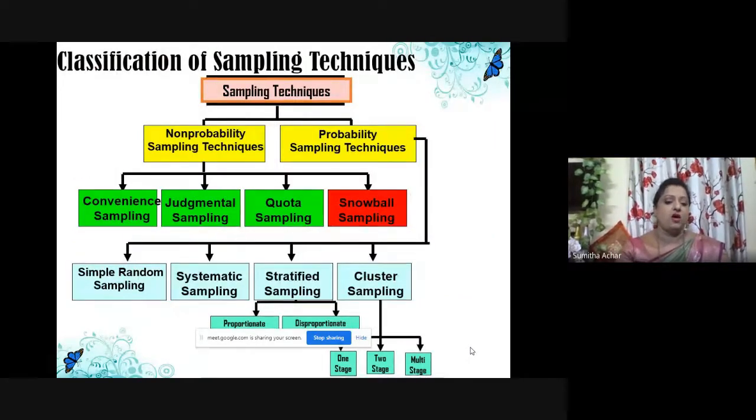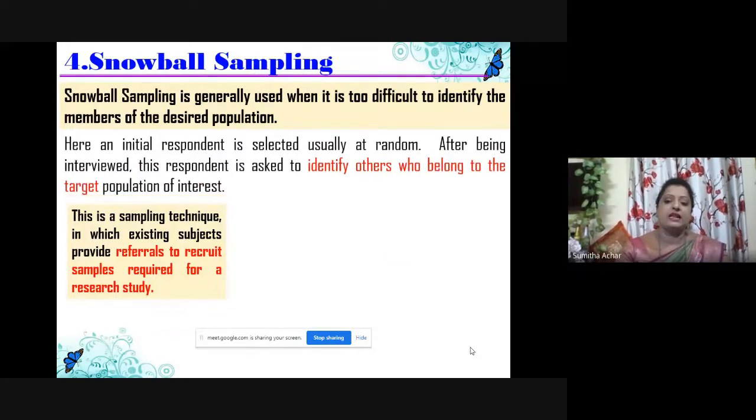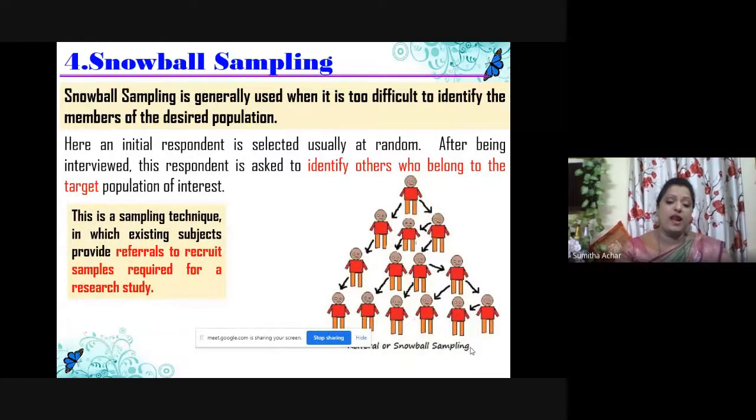The last non-probability sampling is called snowball sampling, right? This is also called the referral sampling technique. Now, when exactly do we go for the snowball sampling technique? When you identify one person giving the recommendation of another person, and it keeps going with a chain of referrals, then that is called the snowball sampling technique, right? This technique is generally used when it is too difficult to identify the members of a desired population.